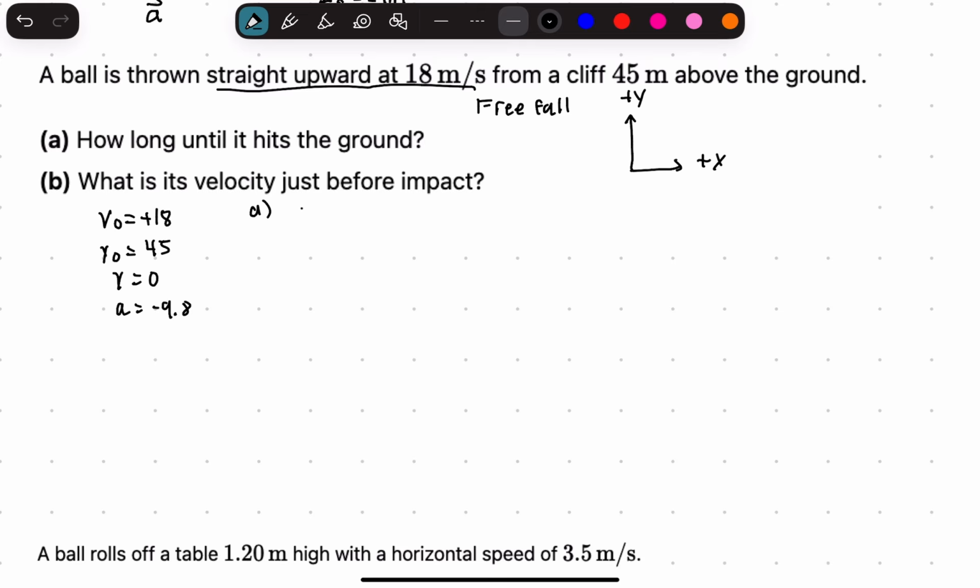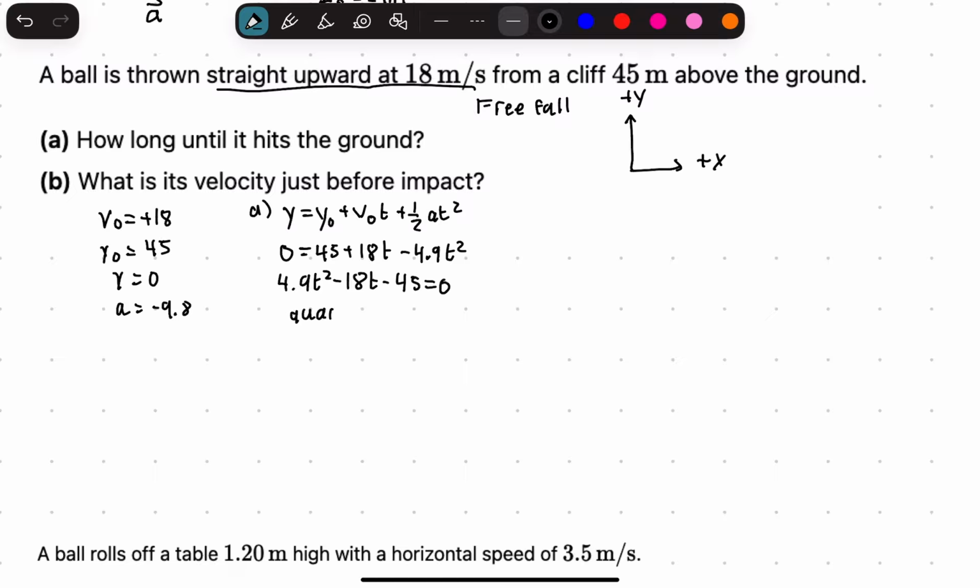We can use the equation y is equal to y initial plus v initial t plus 1/2 a t squared. And using this, we can plug in our values. 0 is equal to 45 plus 18t minus 4.9 t squared. Now, after this, we can rearrange this, and we can see that this is a quadratic, right? So we have 4.9 t squared minus 18t minus 45 is equal to 0.